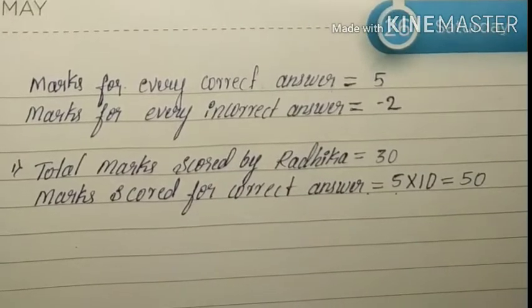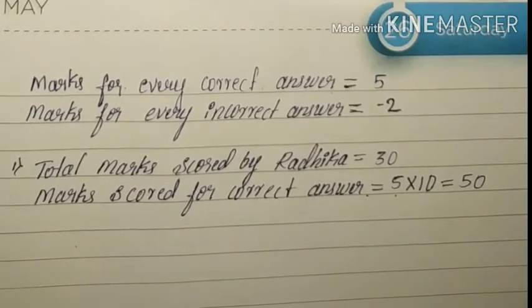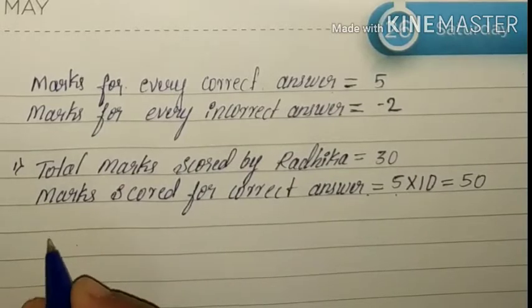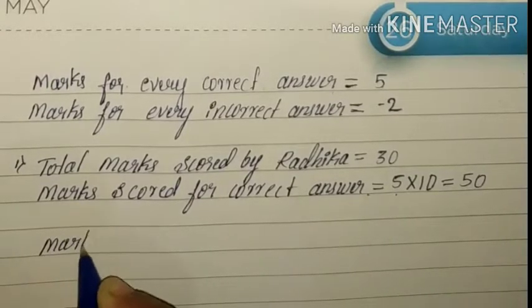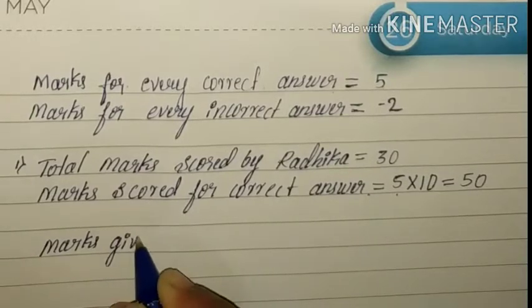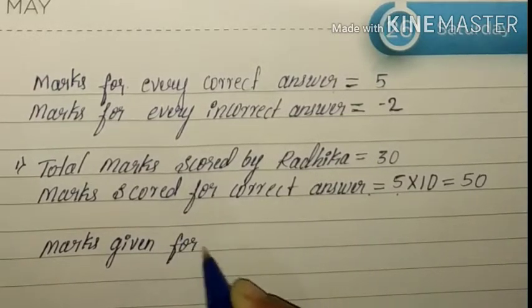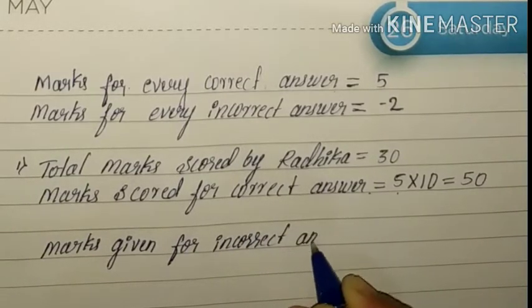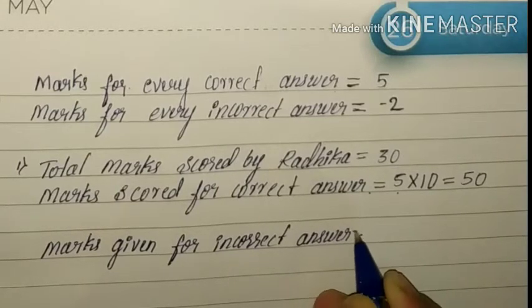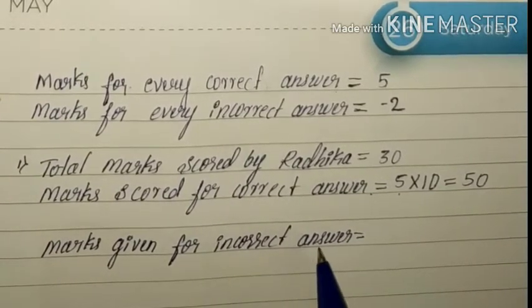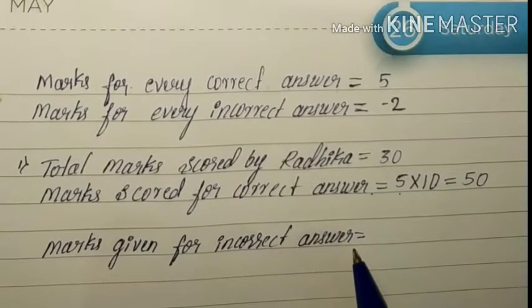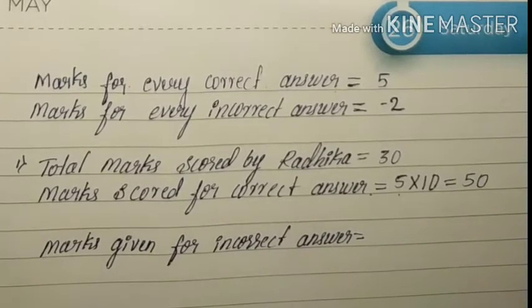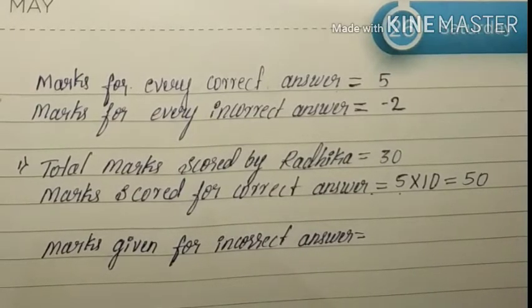Therefore, we have to find the number of incorrect answers. First we have to find the marks given for incorrect answers. How will we get the marks given for incorrect answers? We have to subtract the marks given for correct answers from the total marks, right?